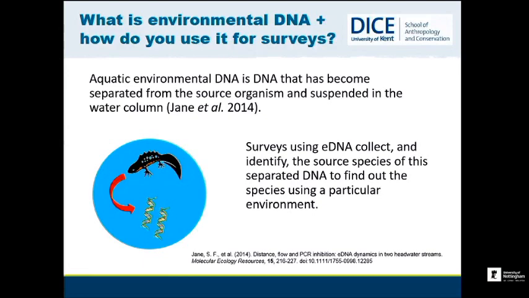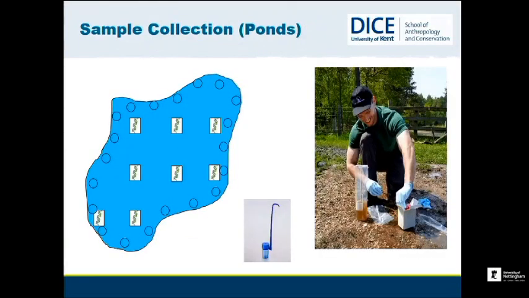But aquatic samples, we survey for aquatic eDNA, collecting a bulk sample of water from your pond, your river, your stream, and then we use forensic level lab-based techniques to extract the DNA from those samples, bulk samples of material, to identify which species are using that environment. So, yeah, as I mentioned, we're going to concentrate on ponds and streams today.